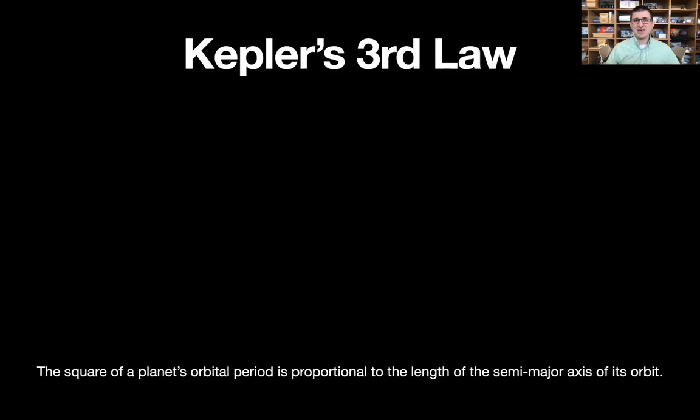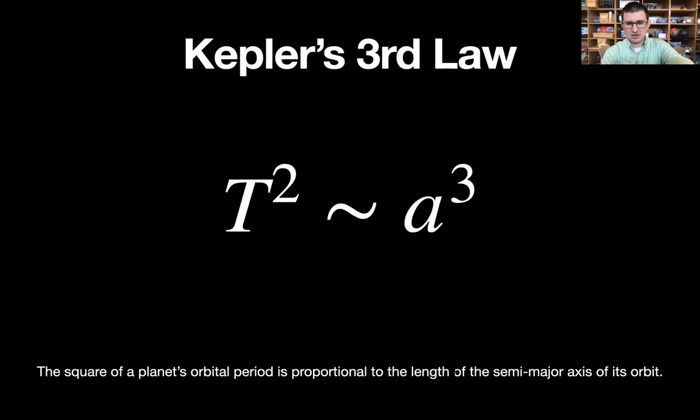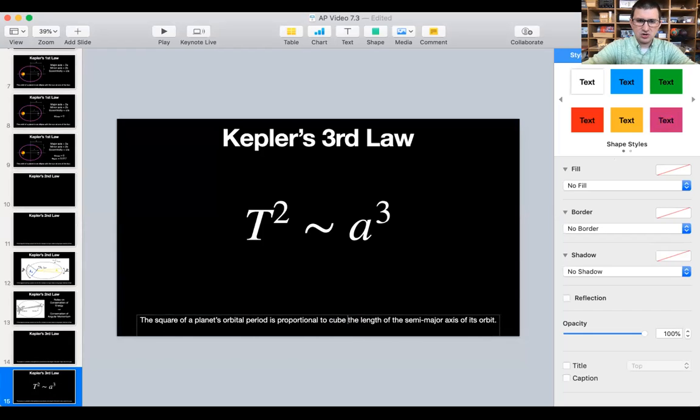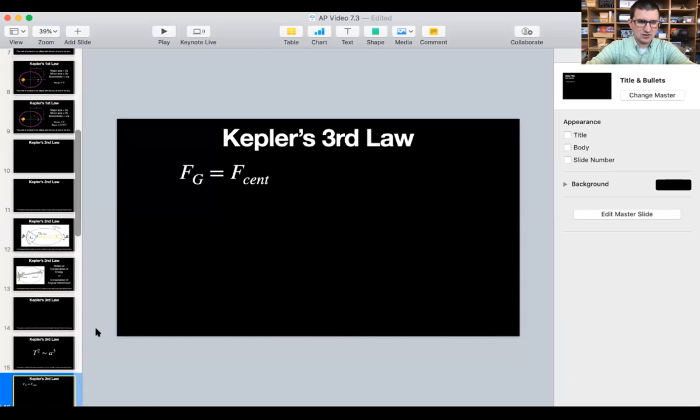And last but not least, Kepler's third law says that the square of a planet's orbital period is proportional to the length of the semi-major axis of the orbit cubed. It should say cubed in here: it is proportional to the cube of the length of the semi-major axis.